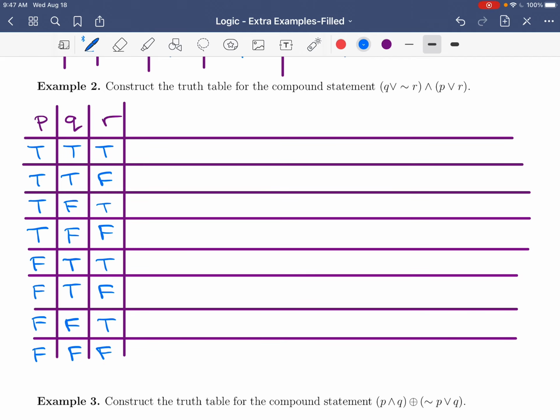Now I want to build up to this. So maybe I want a not R column. You might be able to do without this one, but I'm just going to have the opposite truth value from R, so it's going to alternate the other way. And then I can do Q or not R.